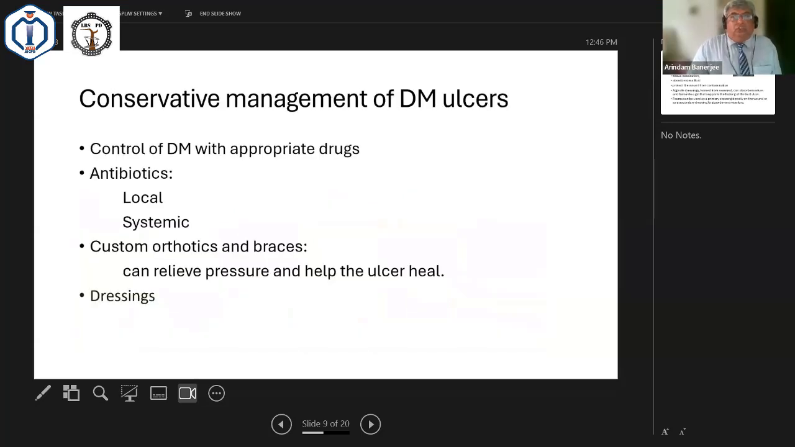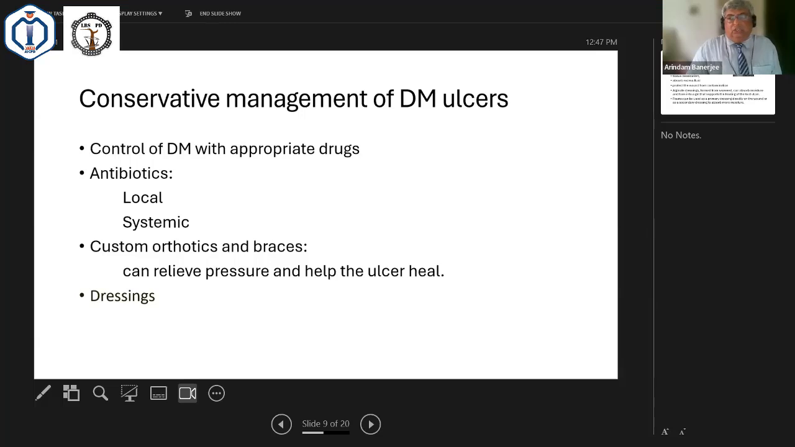Now, like most things, and especially metabolic diseases such as diabetes mellitus, the treatment has two components. The first component, of course, is conservative management, by which I mean that you have to control diabetes mellitus with appropriate drugs, either with insulin or with tablets. And in addition, of course, when there is a sign of infection, you might need to give local antibiotics or more commonly systemic antibiotics. This could be in the form of tablets, or it could be in the form of IV injections, but it's important to treat infection early.